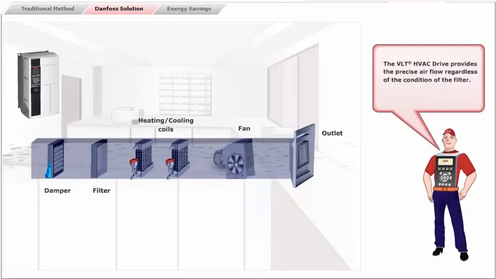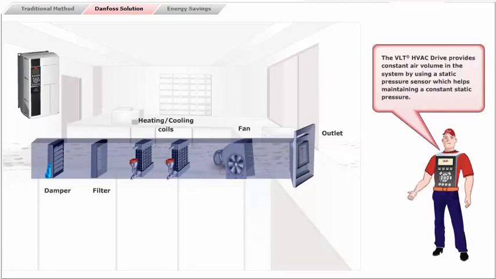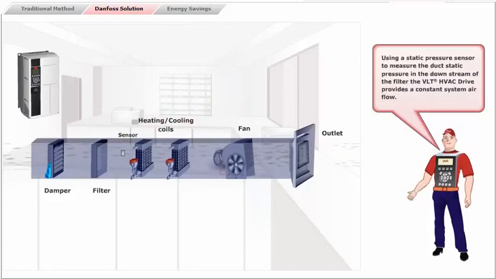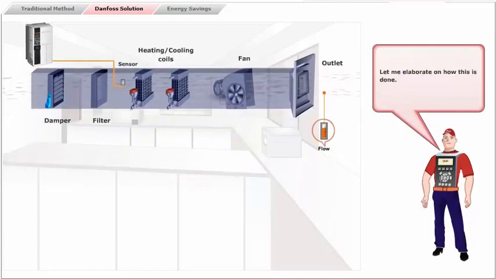The VLT HVAC drive provides the precise airflow, regardless of the condition of the filter. The VLT HVAC drive provides constant air volume in the system by using a static pressure sensor, which helps maintain a constant static pressure. Using a static pressure sensor to measure the duct static pressure downstream of the filter, the VLT HVAC drive provides a constant system airflow. Let me elaborate on how this is done.